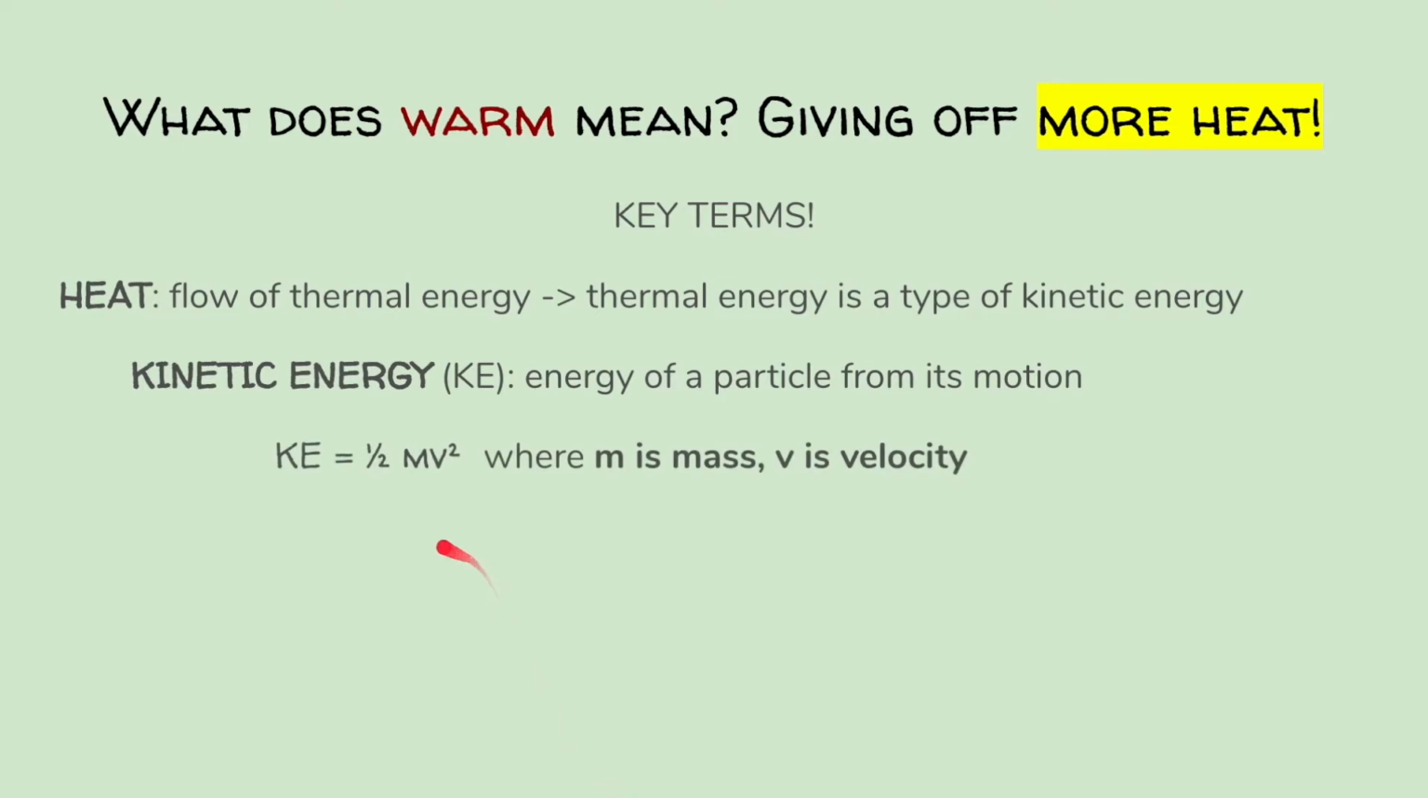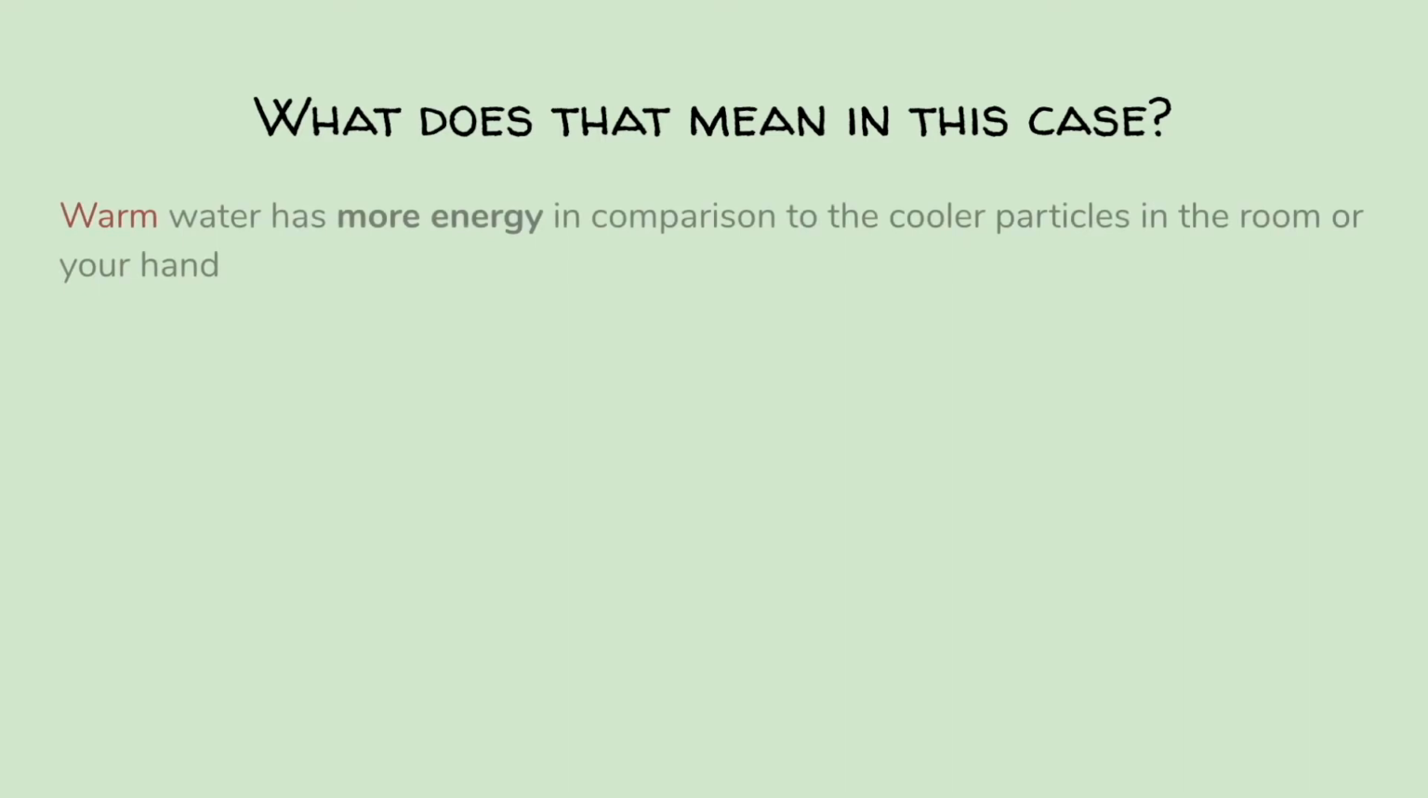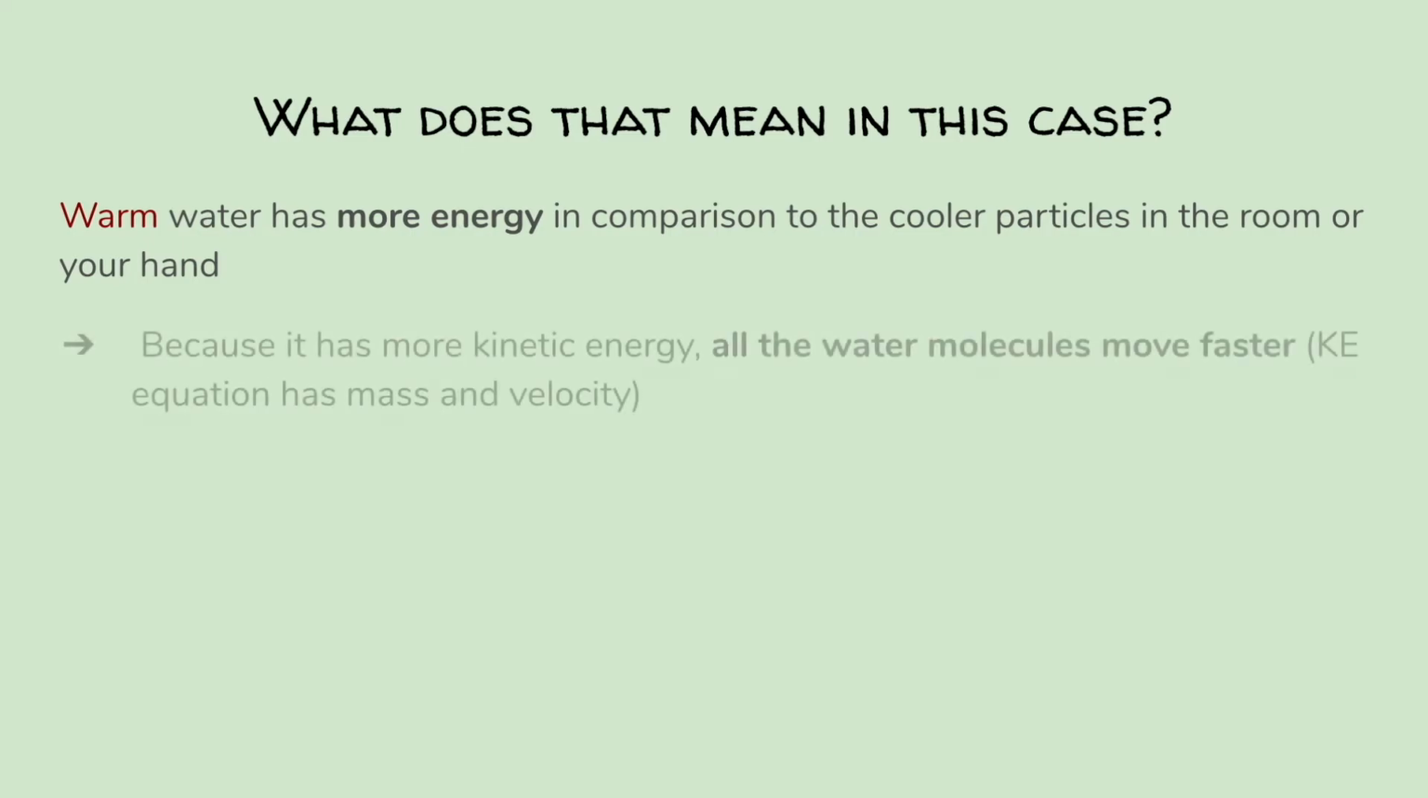It has a simple equation that involves mass and velocity. Velocity is just speed in a direction. So how fast something's going. Temperature is the measure of average kinetic energy. So what does that mean here? Warm water has more energy in comparison to the cooler particles in the room or your hand. And because it has more kinetic energy, all the water molecules move much faster.